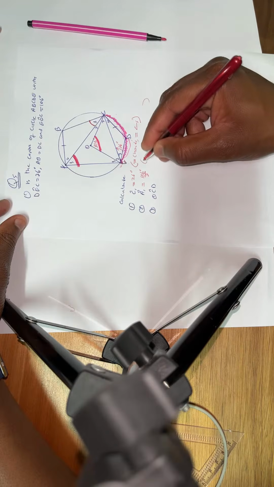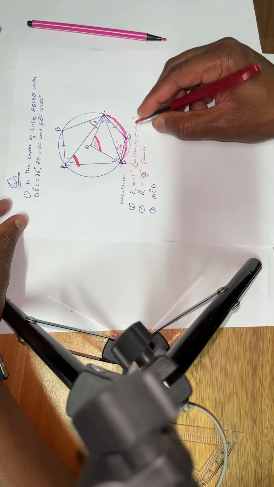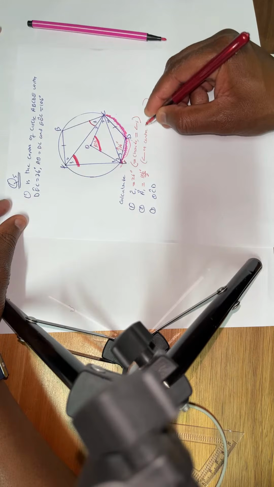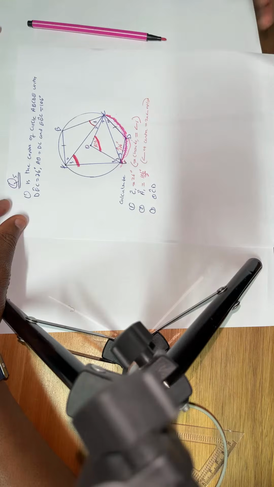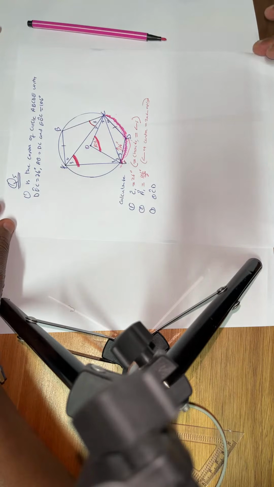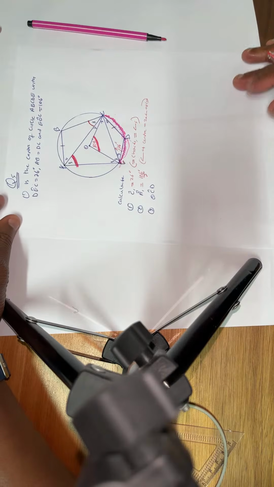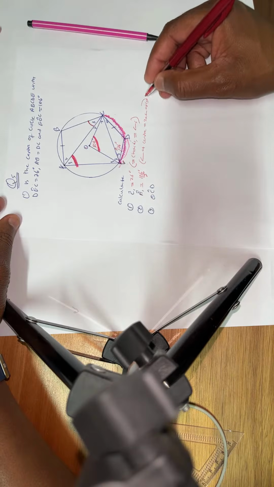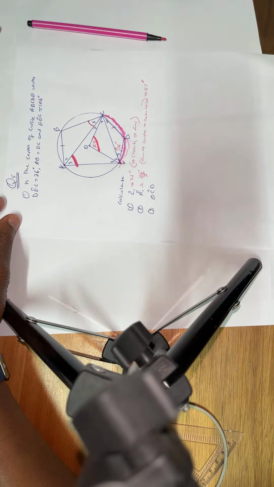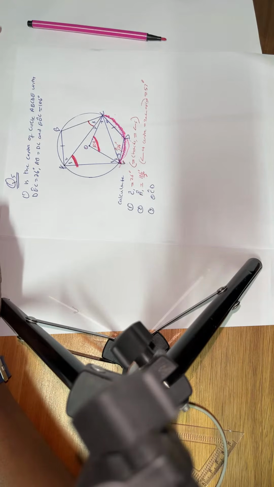Why do you say this? This is because the angle at the center is equal to 2 times the angle at the circumference. Right. And if that's the case, therefore you divide 106 by 2. So when we divide by 2, we are getting A1, which is equal to 53 degrees. Okay, so let's move to the last one.